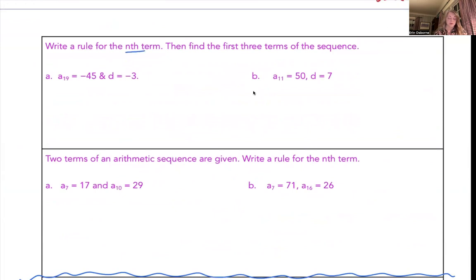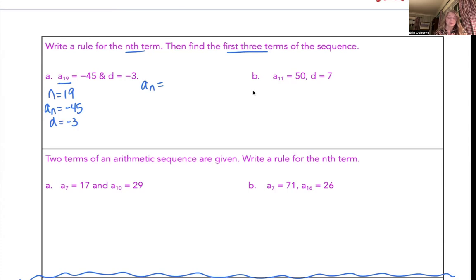That means we're needing the a sub n rule. And then we're going to find the first 3 terms of the sequence. So it looks like I only know the 19th term of the sequence and that the common difference is negative 3. I'm going to use n equals 19 for the 19th number, and I'm going to use that the a sub n right now has a value of negative 45, and that the common difference obviously is negative 3.